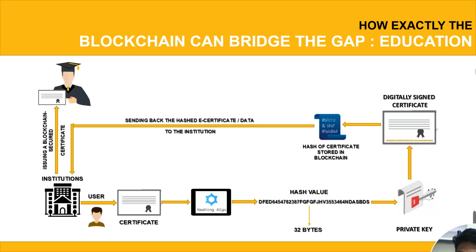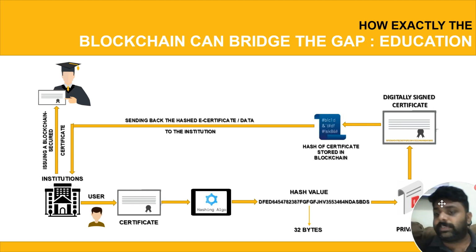So what exactly is the blockchain? It consists of different blocks. Inside each block, some hash value is stored with your data. Similarly, for all students, we will be creating many blocks, and under the blocks, we will be storing all the hash values. Then we will send back the hashed e-certificate data to the institutions. Once that is done, the institutions can issue the certificate generated through blockchain as a secure digital certificate to the degree holders.